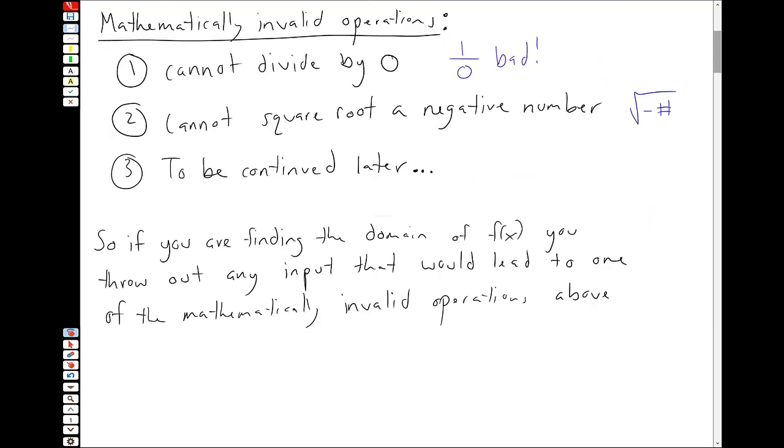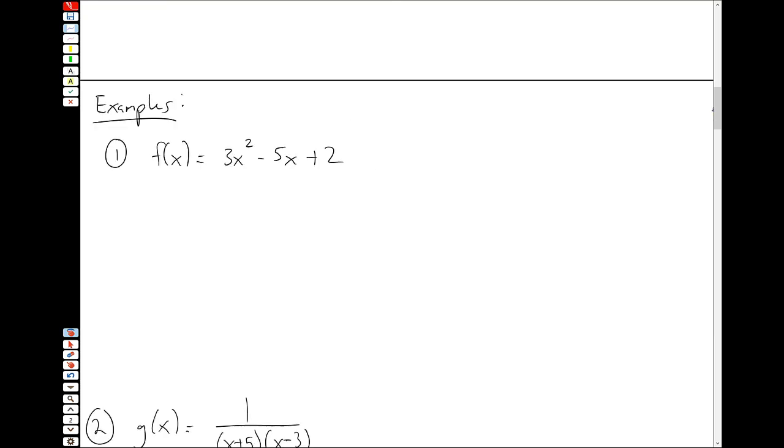So if you're trying to find the domain of a function, what you really want to do is think of, are there any inputs that would lead to these mathematically invalid operations? And if there are any, you throw them out. And whatever's left over, that's what we would call our domain. Okay. Let's look at some examples.